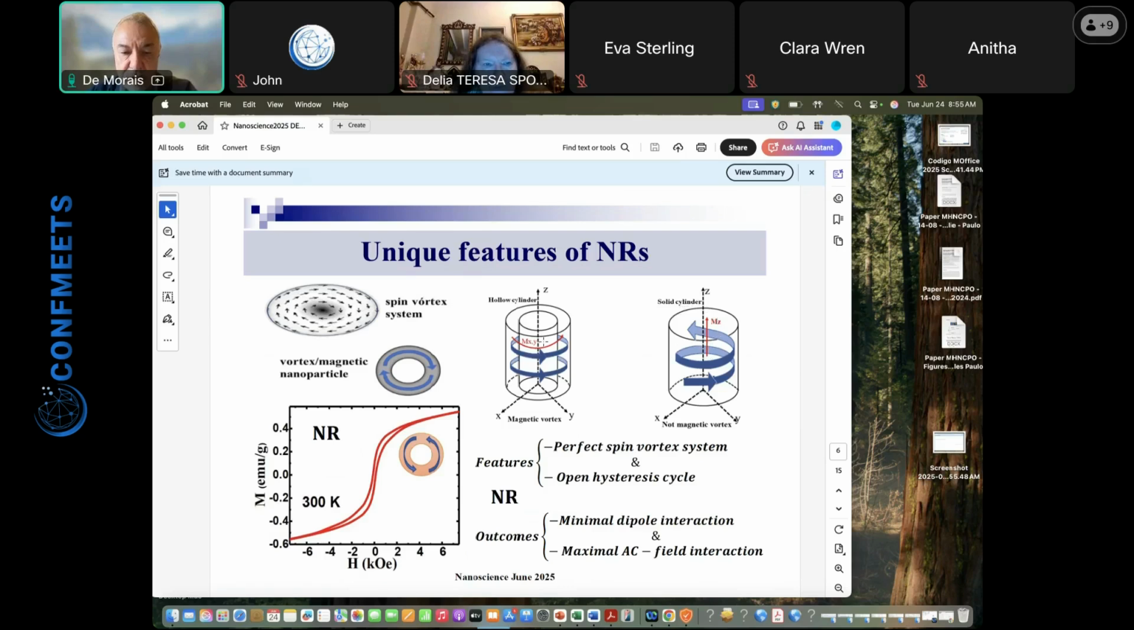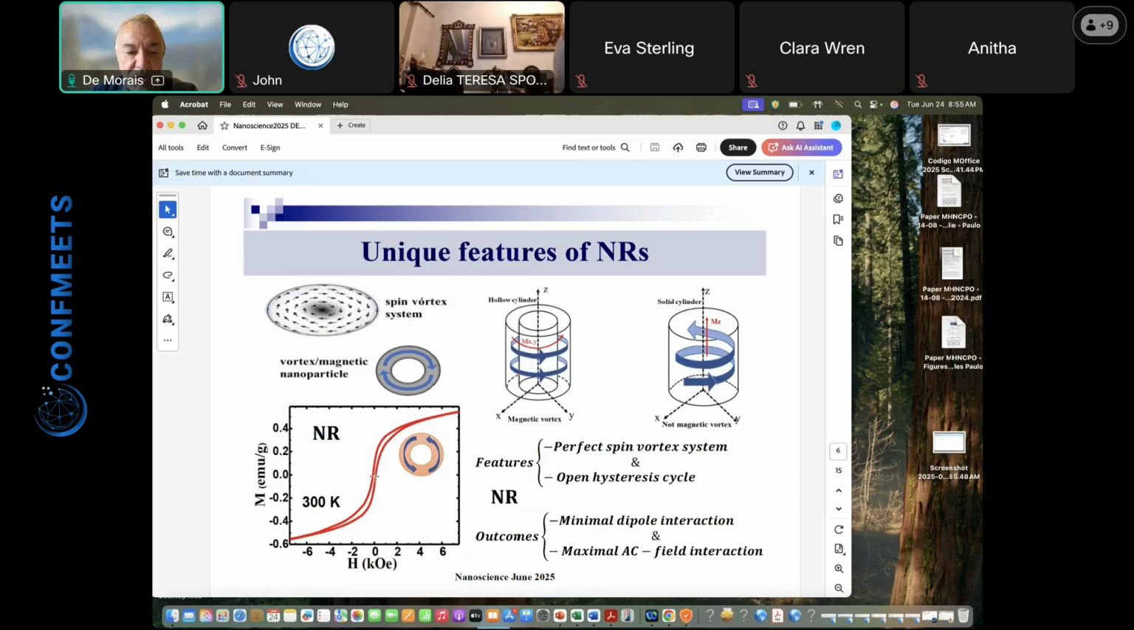What are the key features of the nanorings? So it is a perfect spin vortex system. However, it has an open hysteresis cycle. If you look on the left-hand side at the hysteresis plot, even at room temperature, of the nanorings, you can see that we have a very unique presentation of the hysteresis cycle.